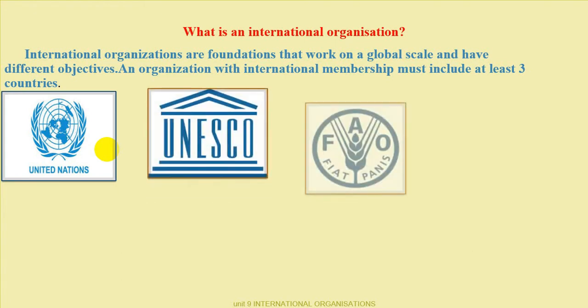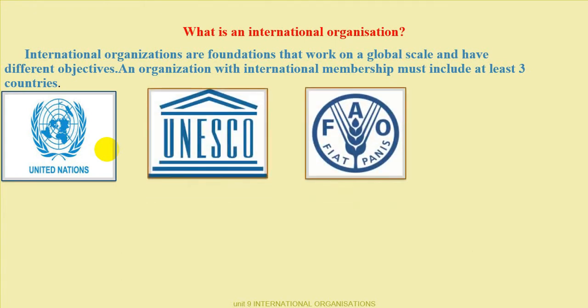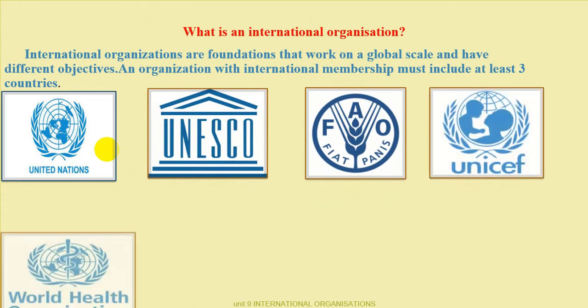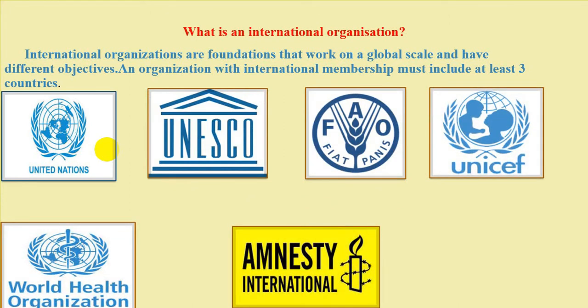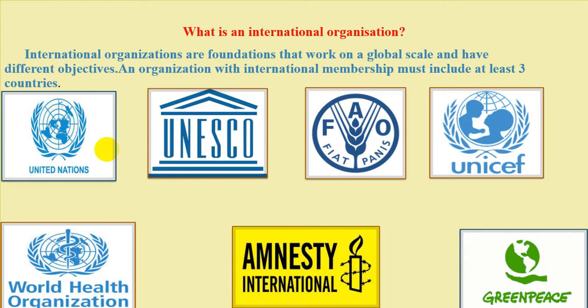We have UNESCO, the FAO, Food and Agriculture Organization, UNICEF, World Health Organization, Amnesty International, and Greenpeace. So as you can see, we have different organizations, but each one has different objectives. Of course you must pay attention here, we don't have just these organizations. There are others, but I give you here just some.